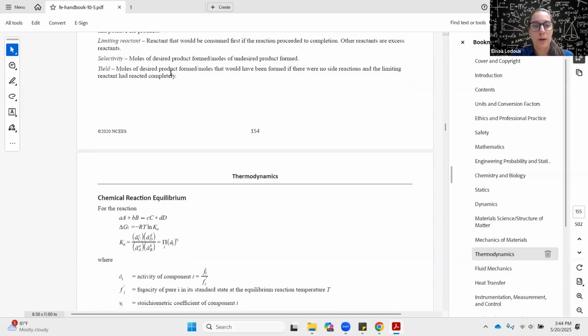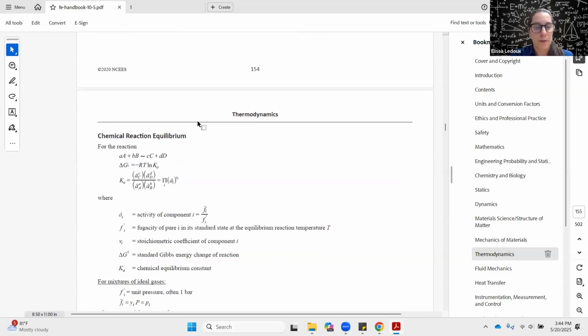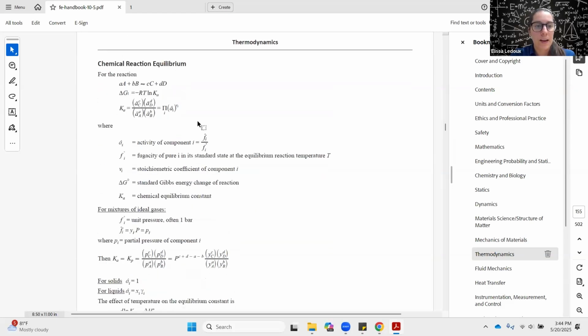And then the yield is how many moles of the product that you actually got from it if the limiting reactant got used up. So it's the ideal situation. Chemical reaction equilibrium, this is easier to calculate with the formula in the chemistry section.